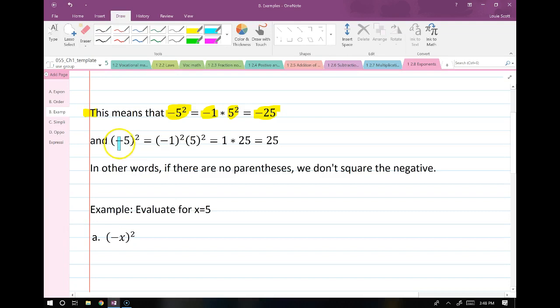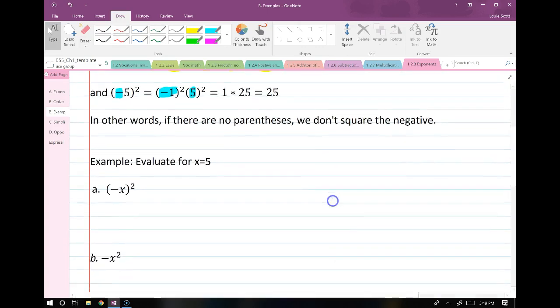But when we have the parentheses around the negative, that means that the square is attached to the negative as well, right? And so the square moves out to the negative and squares the -1, and it squares the 5, giving us a result of +25, right? So parentheses matter a lot. And if there's no parentheses, that exponent is only attached to what it's attached to.